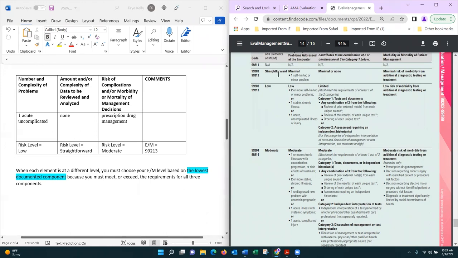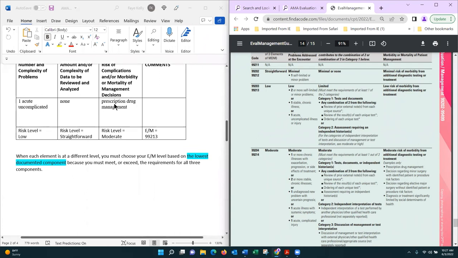We looked at these 3 columns. You have to take each column individually. If we look at our acute uncomplicated, we fall into the low. And I'm not worried about the code numbers right now. I'm worried about the level. If I look at my data, I have no data. So that's straightforward. There was none. You can see over here. My risk, I had a prescription. The patient was given azithromycin. That puts me under moderate.